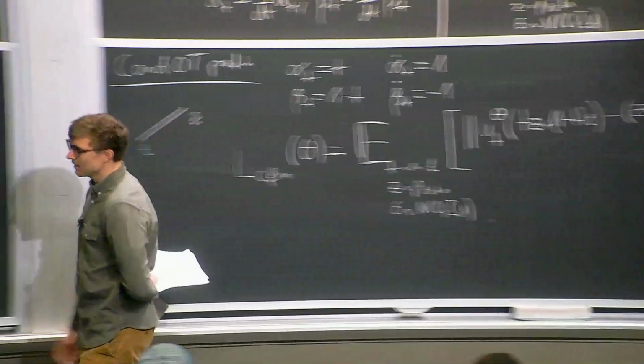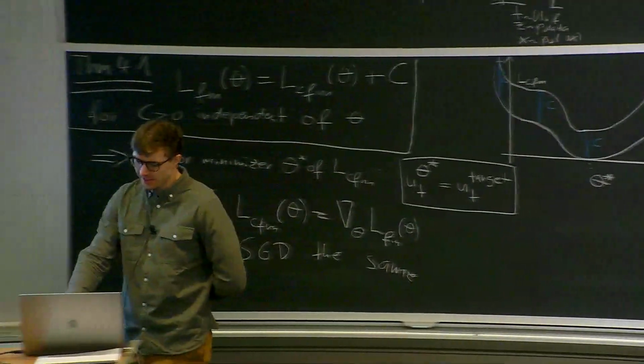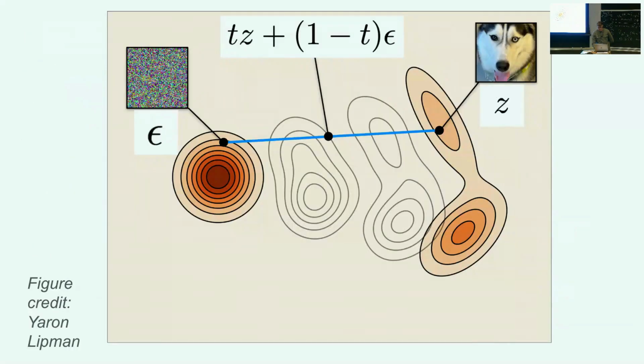So let's put this in an algorithm. Well, let's first visualize this. We have our p init, which we chose to be just noise. We have our data distribution, now visualized by these contour lines in 2D. We sample a Gaussian noise epsilon. We sample a data point z. We take some point on the straight line between these two, depending on the time, and we're predicting the difference.